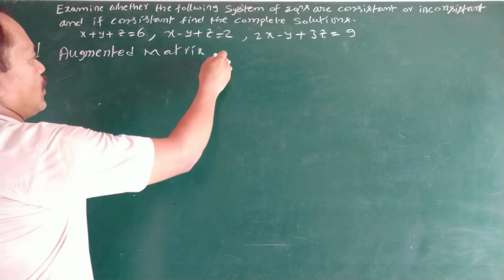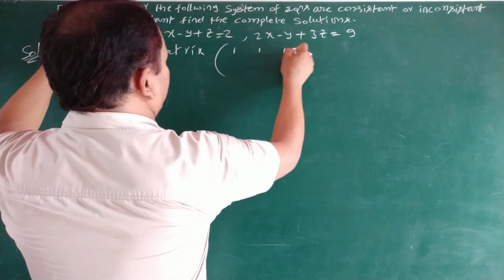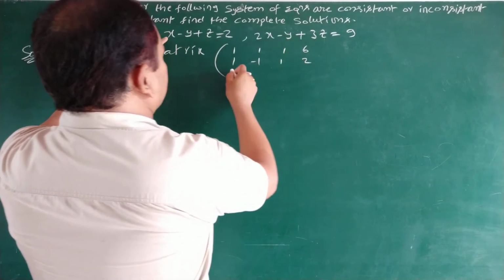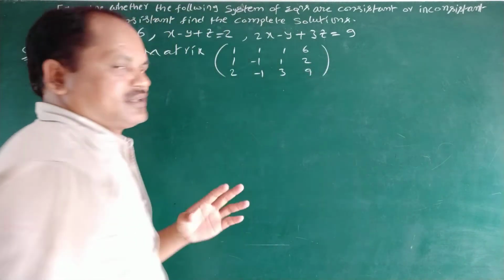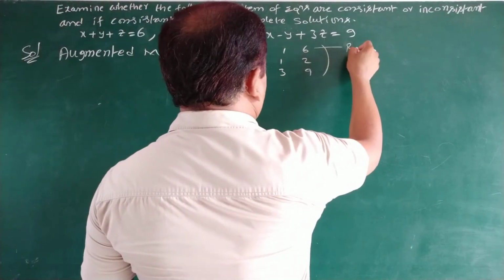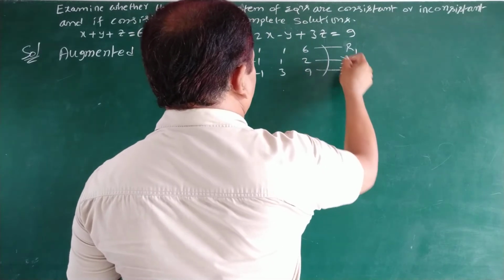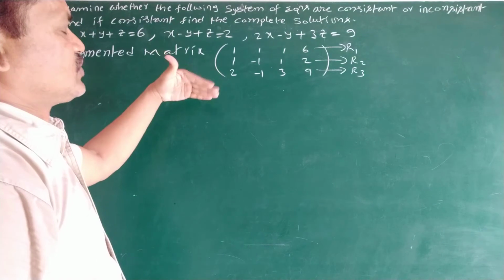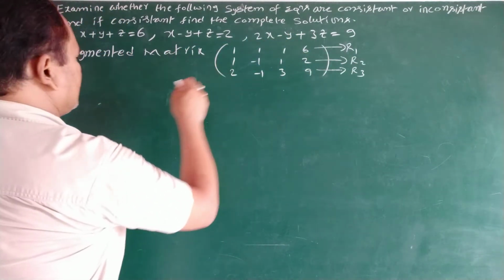The formation of augmented matrix is, here it is 1, 1, 1, 6. Here it is 1, minus 1, 1, 2. Here it is 2, minus 1, 3, 9. That's all. This is the augmented matrix. This is taken as R1, this is R2, and this is R3. Okay. Now, by using elementary row transformations, first we have to change R2 and R3.